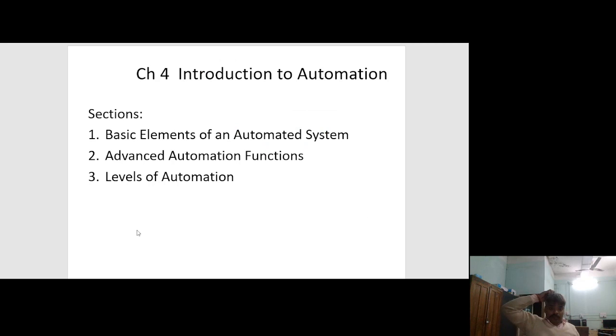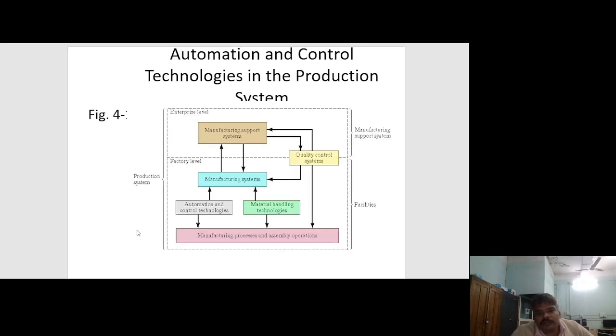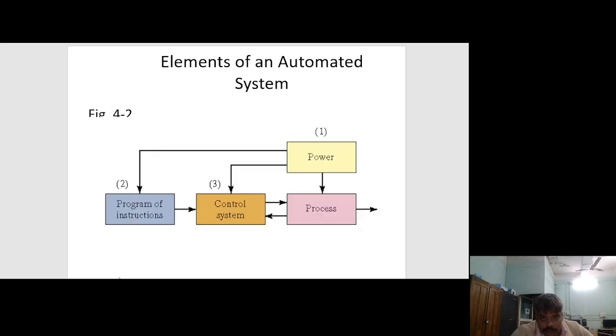Introduction to automation. Basic elements of an automated system. Advanced automation functions. Levels of automation. So, automation and control technology in the production system. This is the manufacturing support system. This is the facilities. Manufacturing support system. Manufacturing system. Quality control system. This is the factory level. This is the enterprise level. Both combined together make the production system.